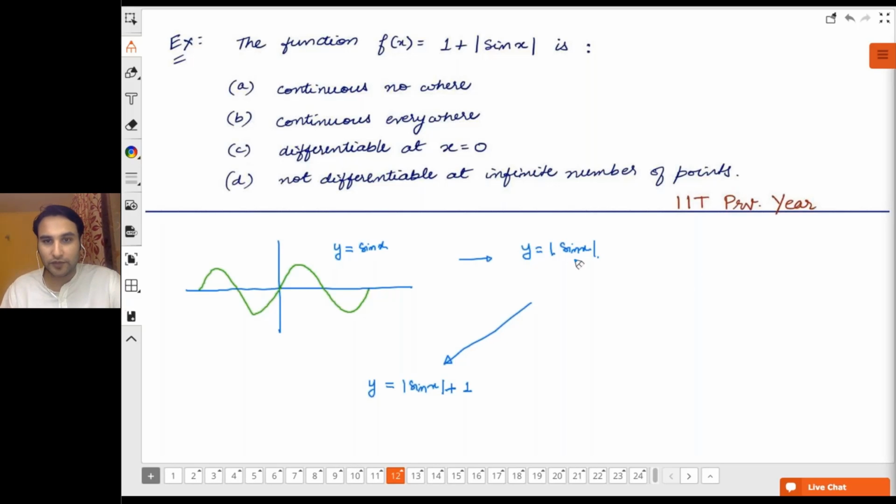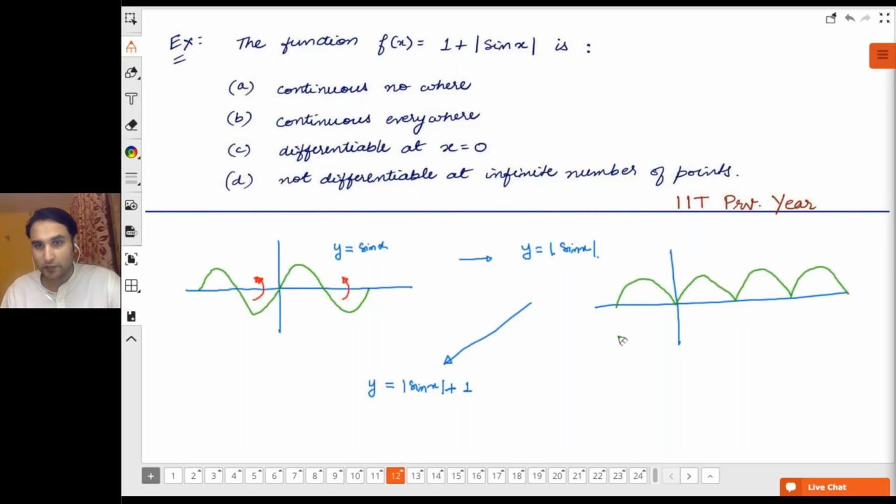Did you see? Now I'll explain. Look. What will happen when you do y is equal to mod sin x? What will happen? All these portions of the graph will have jumped up. So how will your graph look like? Your graph will look like 0 to pi, pi to 2 pi, 2 pi to 3 pi, minus pi, whatever. What happened? This portion of the graph had jumped up. Sorry. The negative portion of the graph has jumped up. Yes. So this is the graph of y is equal to mod sin x.